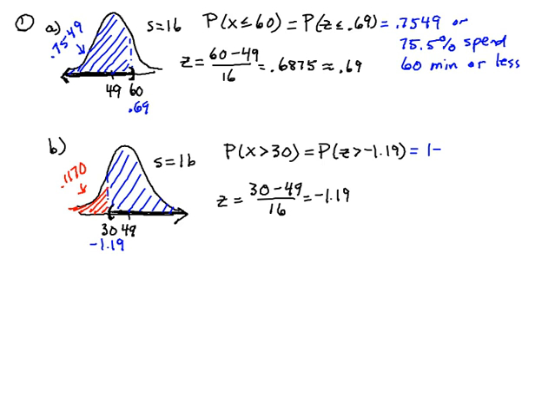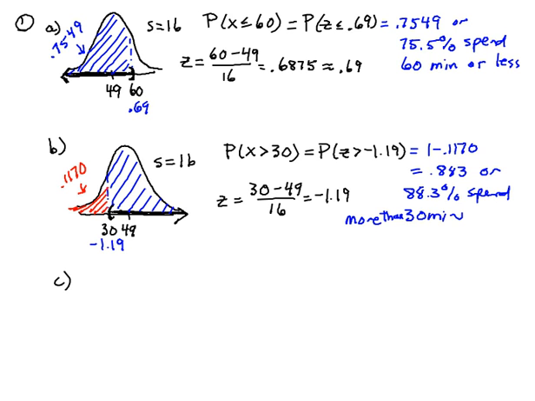I'm going to have to take the 0.117 away from 1, and I get 0.883, or 88.3% spend 30, or I spend more than 30 minutes reading the journal. 88.3% spend more than 30 minutes reading the journal.